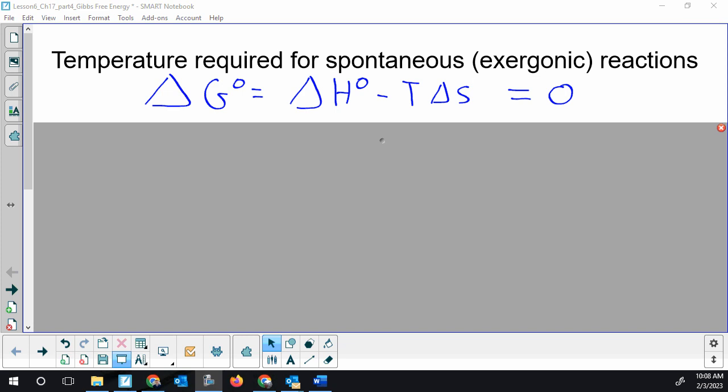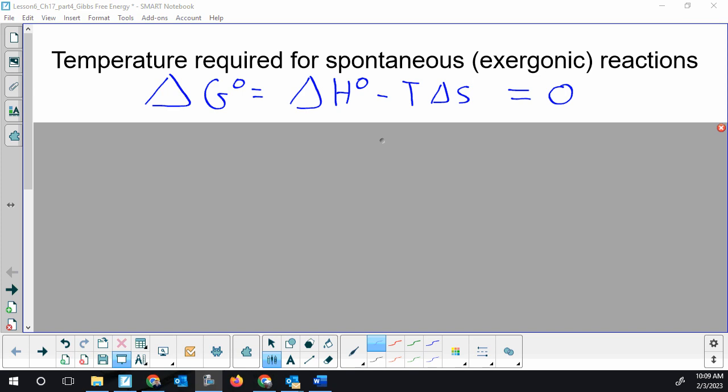Okay. So again, picking up from yesterday, talking about conditions when things are spontaneous, looking at the 4 circumstances depending on whether we have an endothermic or exothermic reaction, or whether we have increasing entropy or decreasing entropy. We get 4 sort of boxes or temperature conditions. So, temperature required for a spontaneous reaction.